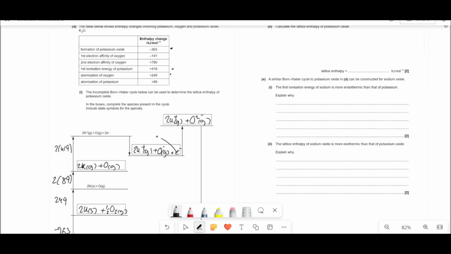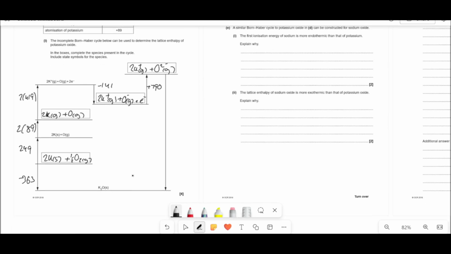Here, we're doing an electron affinity of oxygen, where you make 1 mole of gaseous 1 minus ions from gaseous atoms, and there's only 1 here and 1 here, so we can just stick that in here, so it's minus 141. And this is the second electron affinity, which is going to be plus 790. So from here to here, we're making 1 mole of a solid ionic compound from its gaseous ions, meaning that this arrow has to be the lattice enthalpy.